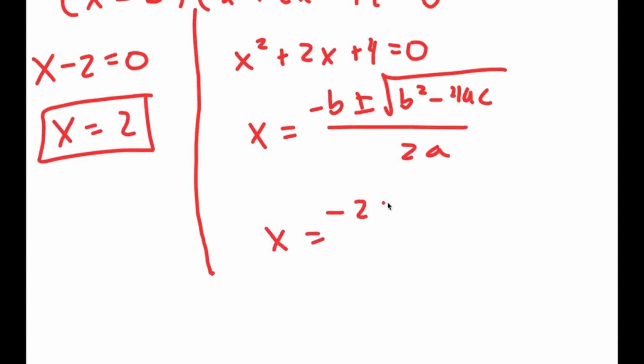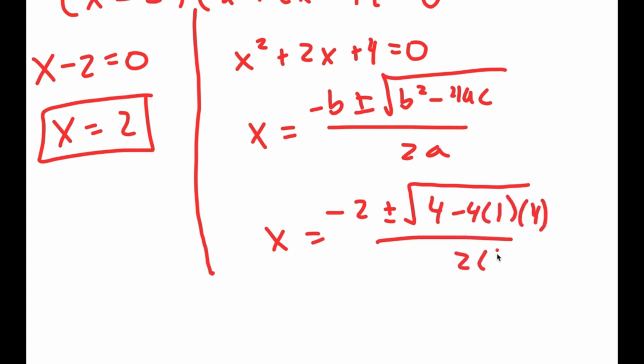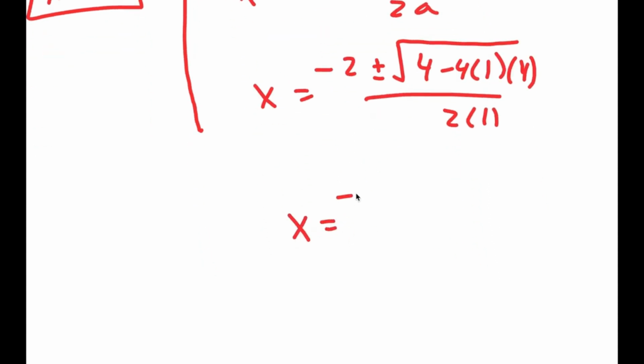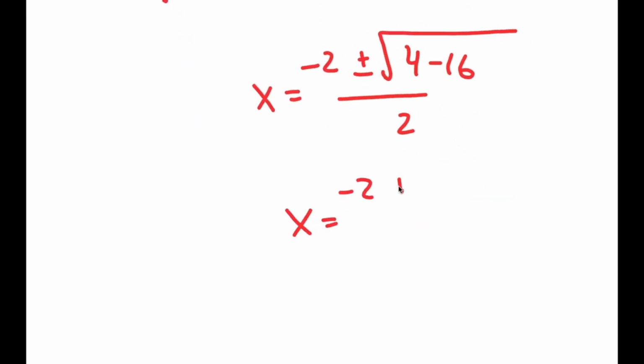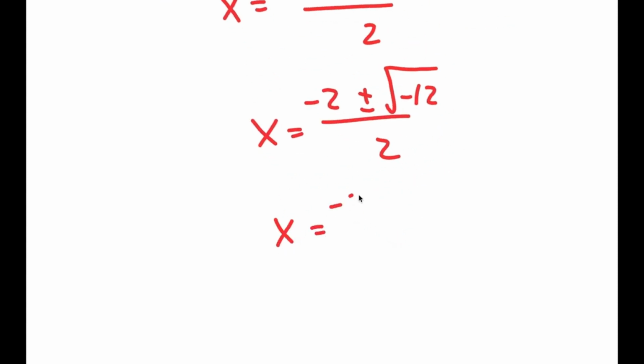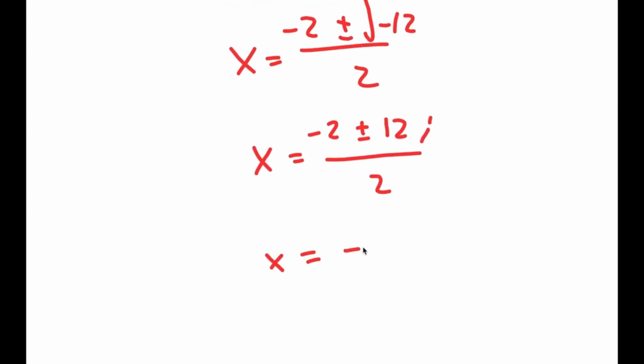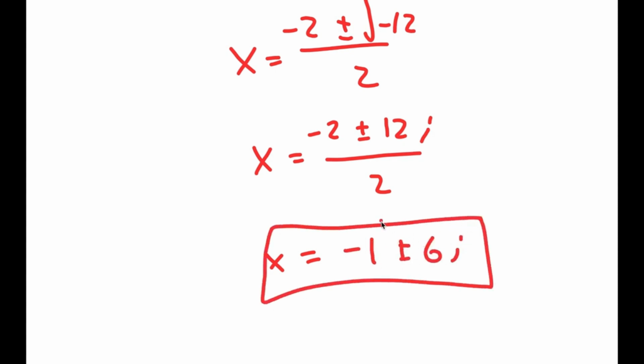So to solve this, I'm going to use the quadratic formula. So I get negative 2 plus or minus the square root of 2 squared, which is 4, minus 4 times a, which is 1, times c, which is 4, all over 2a, so 2 times 1. And this turns into negative 2 plus or minus the square root of 4 minus 16 over 2, which is equal to negative 2 plus or minus the square root of negative 12 over 2, which is equal to negative 2 plus or minus 12i over 2, which is equal to negative 1 plus or minus 6i. So these are the two more solutions to this equation.